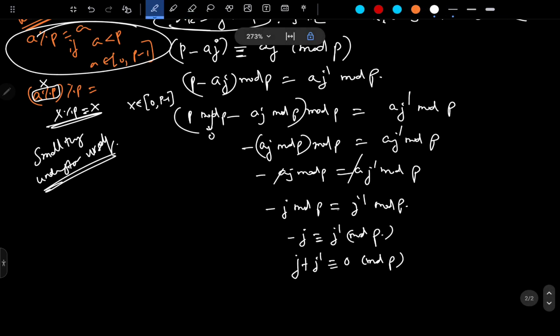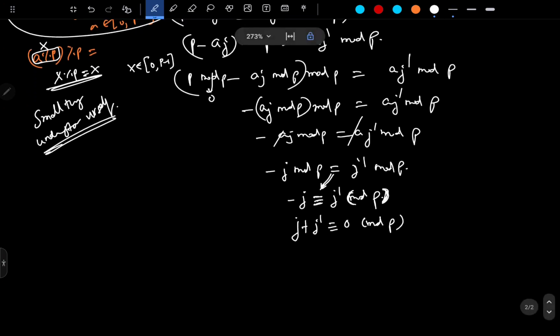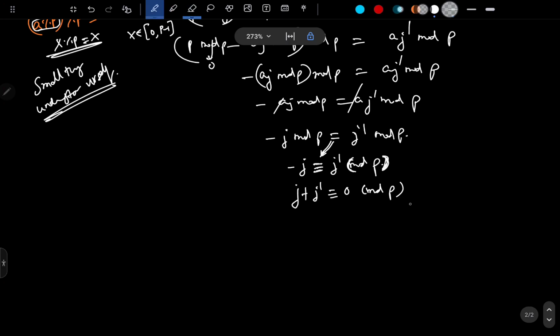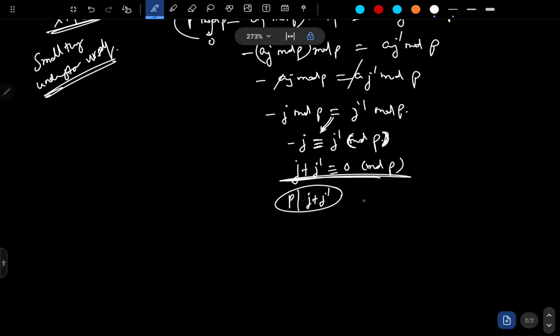Whenever you are converting from equals to congruence, make sure that you keep the mod value in brackets. If you write it normally, many people get confused, and they lose interest in the subject because of small things they are not able to know. Every time they see that symbol, they get mental blocks. So this means that P divides j plus j dash. Okay, happy.